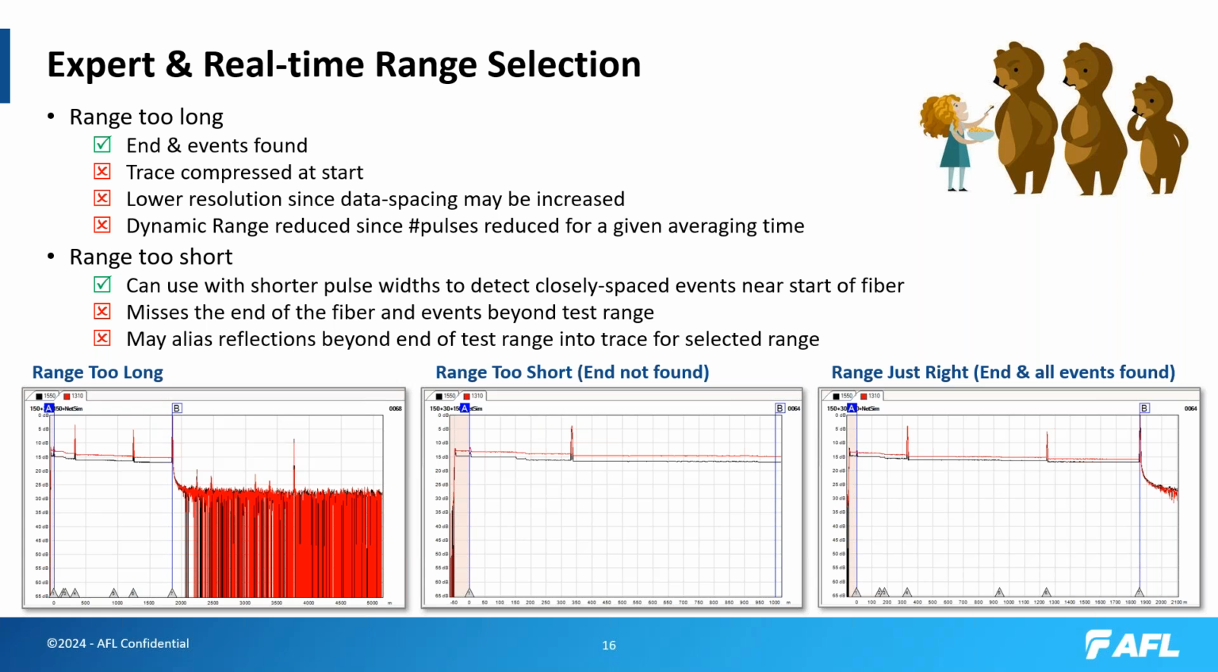Our rule of thumb is pick a range that's at least 20% longer than the network that you're testing. And do make sure if you're using a launch cable, we'll talk a little bit more about that in a minute, or a tail cord or receive cable, that you include the length of the launch cord and the tail cord in your estimate of the total length of the network being tested.